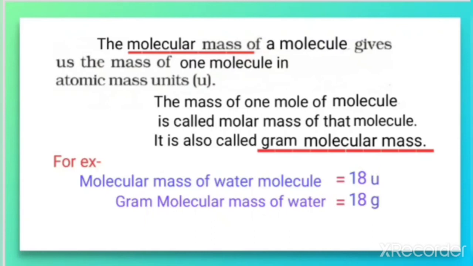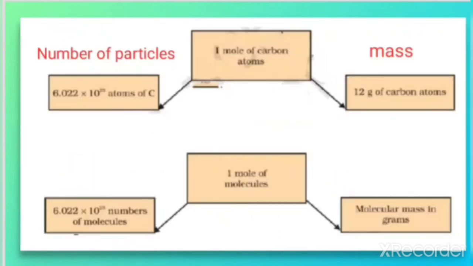It will give rise to the gram atomic mass or the gram molecular mass. So let us compare this with a chart. Like 1 mole of carbon atoms. How do we discuss this in terms of mass? What will be the mass? That is equal to 12 gram of carbon atoms. What do you mean by 1 mole of carbon atom? The mass of 1 mole of carbon atom is equal to its gram atomic mass, that is 12 gram of carbon atom.